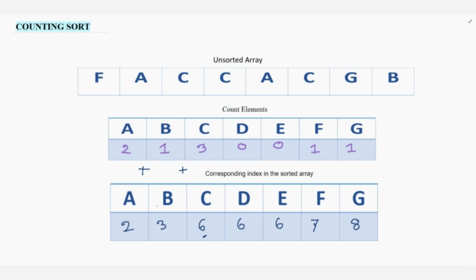So this is very easy. To find the index of the current element, we add the current element frequency with the previous element's value. For example, to find the index of the F, this is 7. So how did we compute the 7? 7 equals 1 plus 6. Here 1 is the frequency of this element and 6 comes from the previous element.